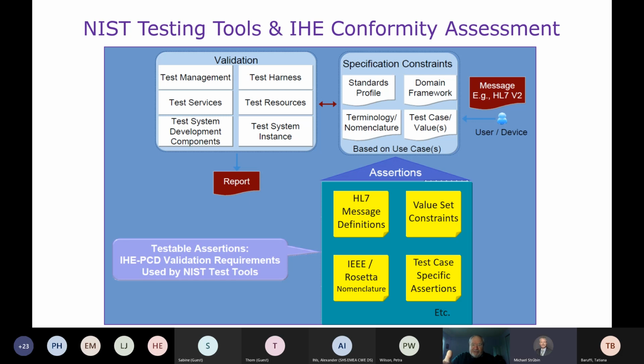Oh, we spoke about the testing. Sorry, forgetting one slide. Those test tools are also available. They are, as I said, integrated and used with the Gazelle. We even have a conformity assessment program that allows you to test this PCD01 transaction, and you can contact me and IHE, and we will help you and answer further questions.